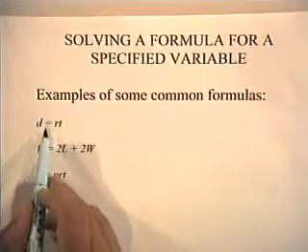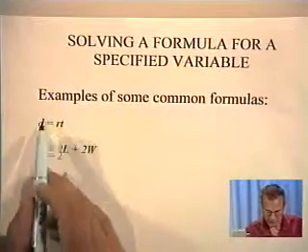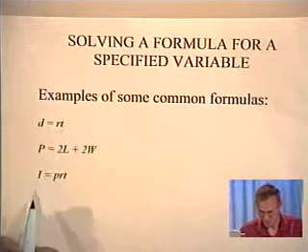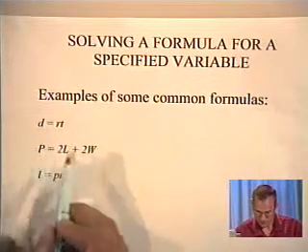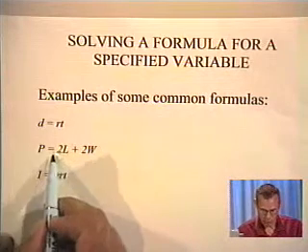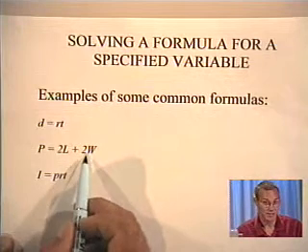The first one, D equals RT. You will work a lot with this formula in the future. This stands for distance equals rate times time. Here's another one. This deals with geometry. This would be perimeter equals 2 lengths plus 2 widths. This would have to deal with the perimeter of a rectangle.